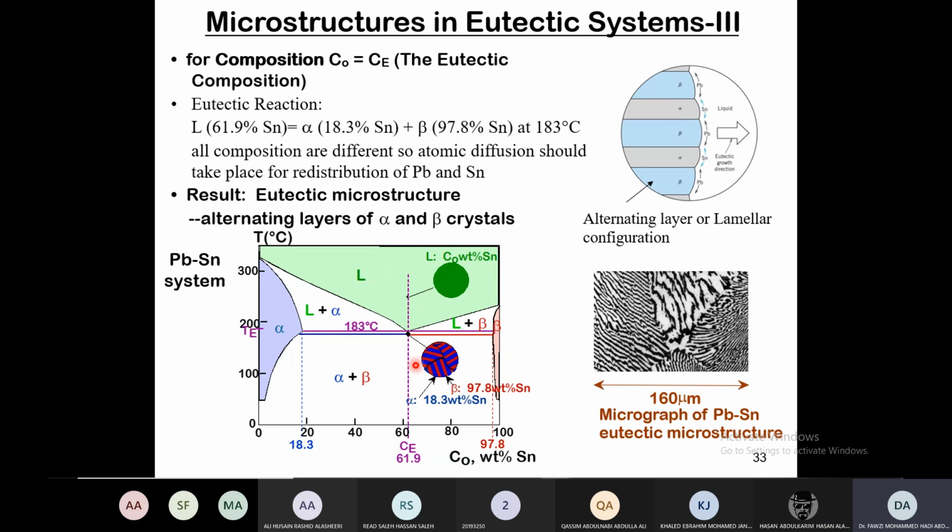This is what we explained last time. At exactly the eutectic isotherm, you will not have the primary alpha, nor the primary beta. The solidification or melting is occurring across a point. And that's why you don't have development of any alpha prime or beta prime. It directly goes from the liquid to the lamellar configuration of alpha and beta.